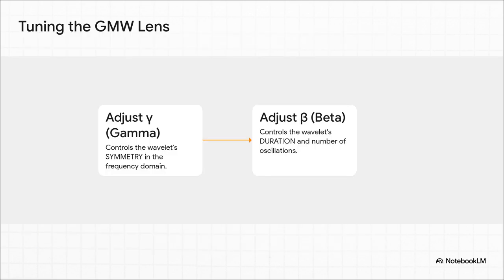So what are these magic dials? Well, first, there's gamma. This one controls the wavelet symmetry. Second is beta, and that adjusts its duration, basically how long it looks at the signal.